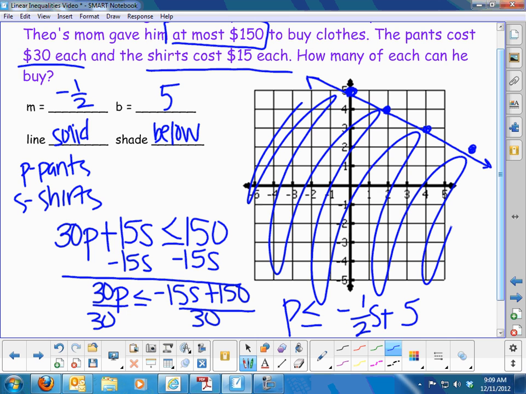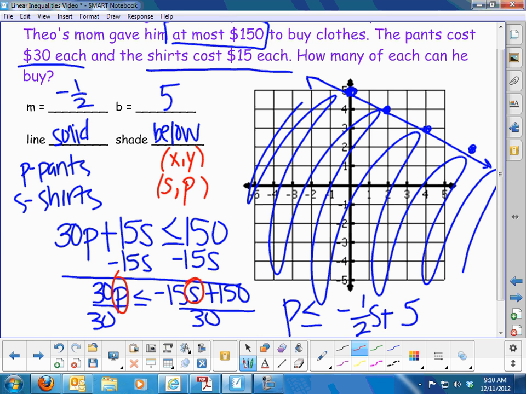So now you ask, well, what good did that do for my problem? I know that my x is equivalent to the s, right? The s is in the place of what usually is an x. So in an ordered pair xy, using my letters, pants and shirts, the s is what usually is x, and the p here is what usually is my y. So any ordered pair, SP, that is in the shaded region would be how many shirts and pants I can buy.